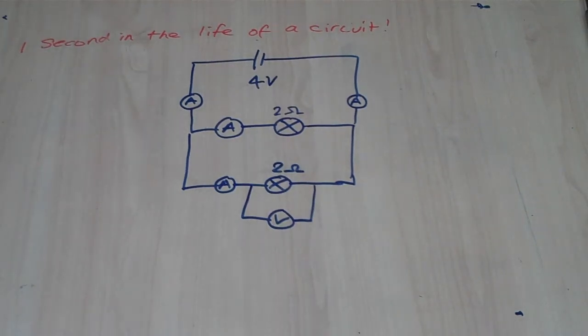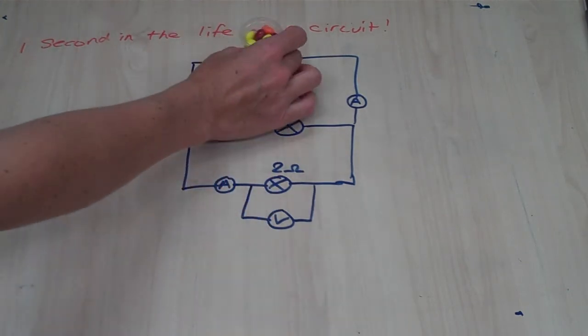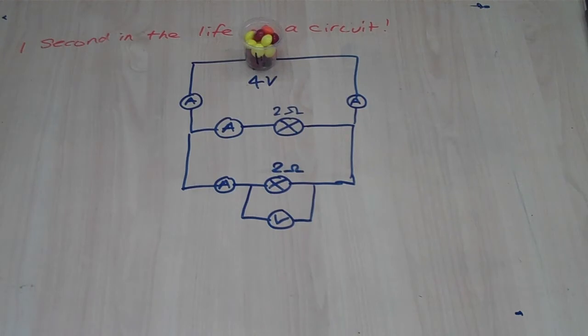This is our second video in the Second in the Life of a Circuit series, where we'll be modelling what's going on in a circuit using the Lollie circuit idea. So that's using skittles here to represent the energy that's stored in the battery, and that energy will be taken by the charges moving through the wires. So in this case the free electrons moving through the wires will carry that energy around the circuit, and the energy will be transferred to the loads in the circuit.